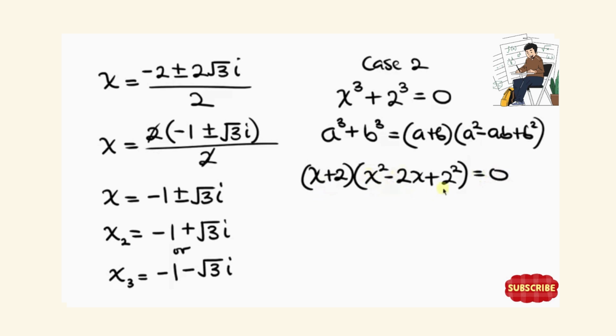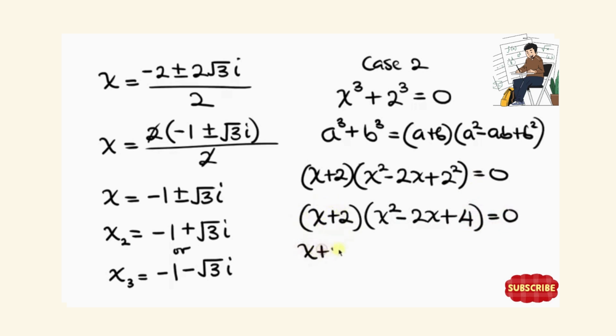So simplifying what we have inside of this bracket, we have x plus 2 times x squared minus 2x plus 4, since 2 squared is 4. And this is equal to 0. So we have two cases from here. The first case is x plus 2 equal to 0. And the second case is what we have here, which is x squared minus 2x plus 4 equal to 0.